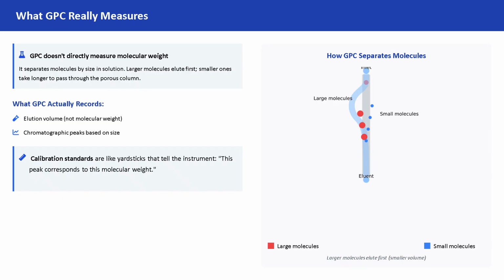GPC, or gel permeation chromatography, doesn't truly weigh molecules. It separates them by size in solution. Larger molecules elute first. Smaller ones travel more slowly through the column's pores. What the instrument actually records is elution volume, producing peaks that reflect how big each molecule appears in solution. Calibration standards act like molecular yardsticks, telling the system this peak corresponds to this molecular weight. Without them, we'd just have a pretty curve, but no numbers we can trust.